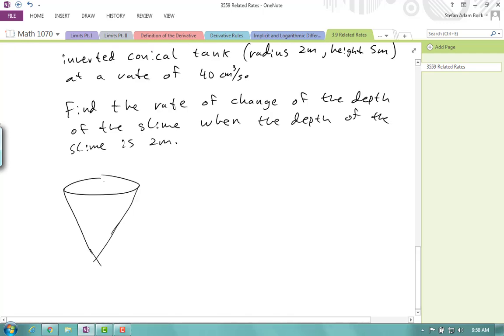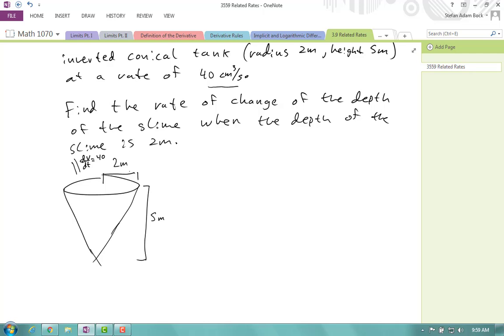The radius is 2 meters, and the height is 5 meters. And I'm just dumping this goo in, so that's a dV/dt of 40. Notice here that the 40 is in cubic centimeters per second, but the dimensions of my cone are in meters. So what I should do is normalize all of my units before I start doing my problem, or I'm going to get some weird numbers in the end.